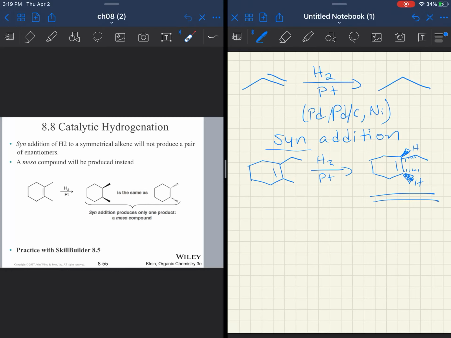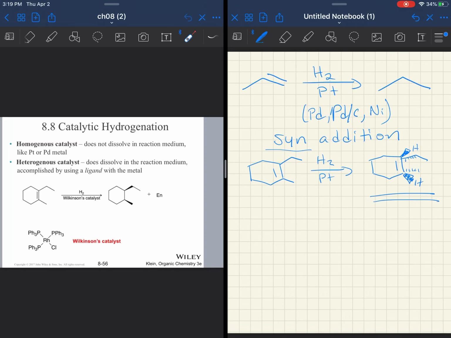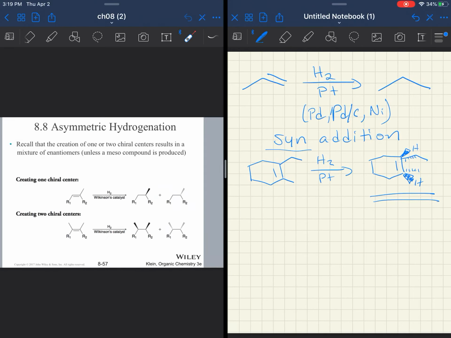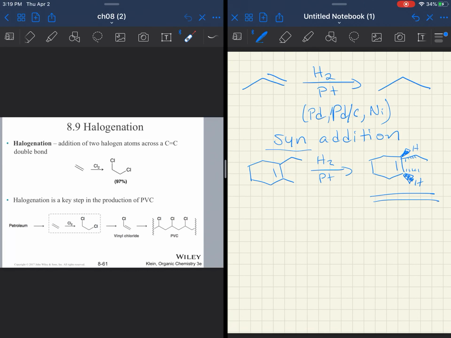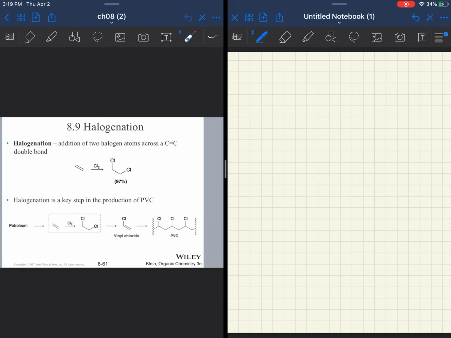You might get meso compounds, so you're not always going to have enantiomers. What I really just need you to focus on is that this is a syn addition. Now, there is a section of section 8 that you are not responsible for. There are other catalysts that will dissolve and won't be a solid surface. Something like Wilkinson's catalyst, there's asymmetric hydrogenation. You are not responsible for that, so you may skip slides 56 through 60.